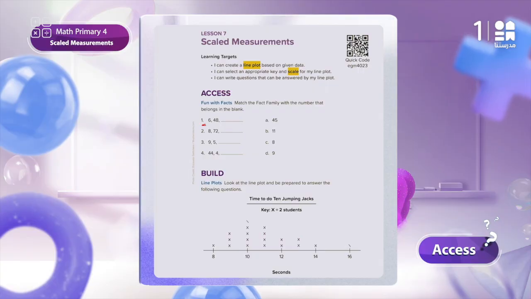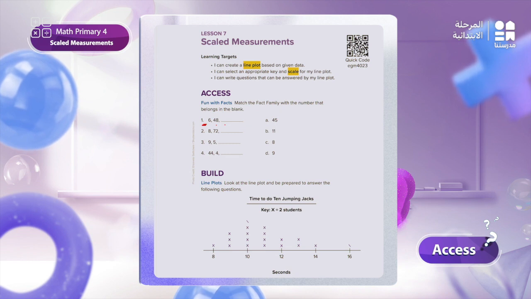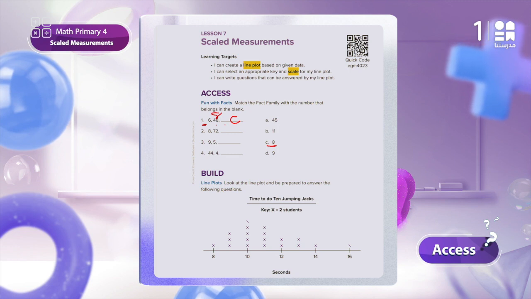In problem number 1, I have two numbers, which are 6 and 48. Will I divide or multiply? Yes, if I divide 48 by 6, the answer is 8. So where's the answer here? Yes, the answer 8, so it's letter C. I can do the matching and write the letter beside it. Let's see problem number 2.